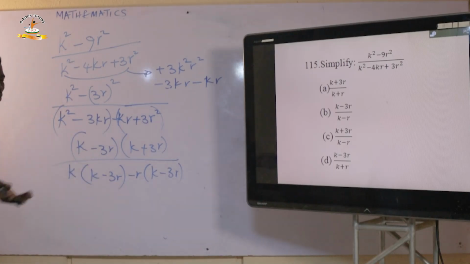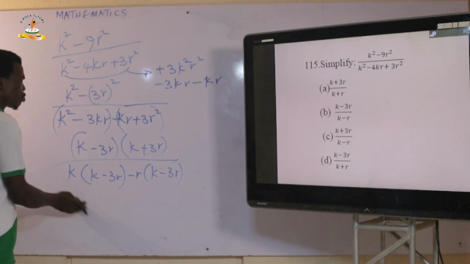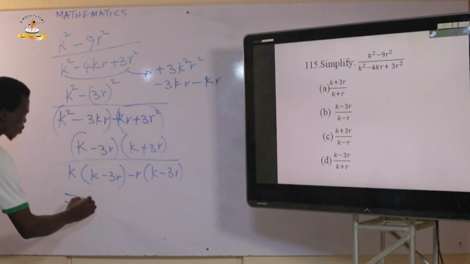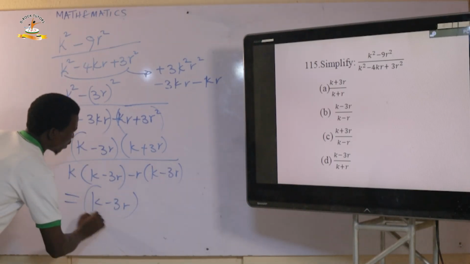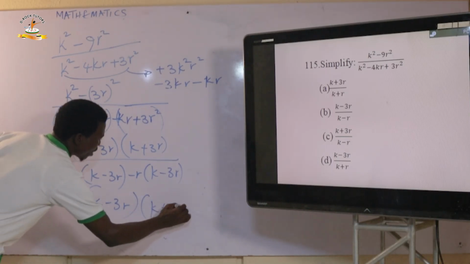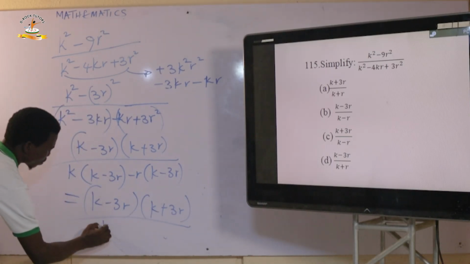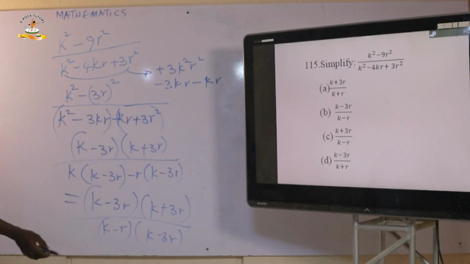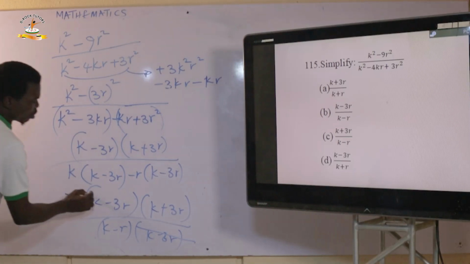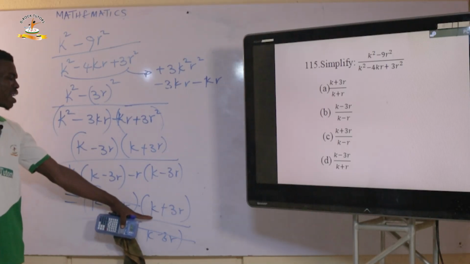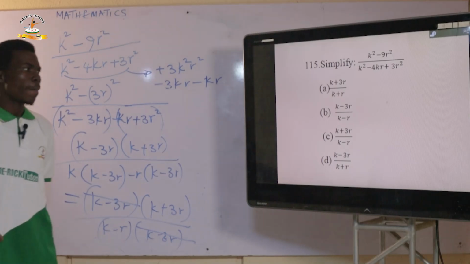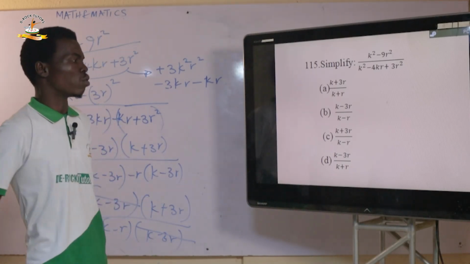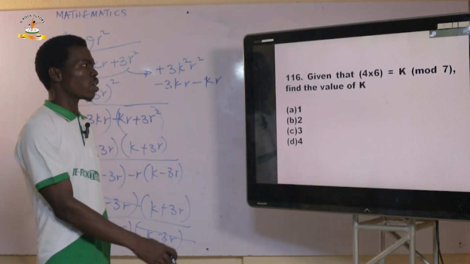And don't forget how we solve our quadratic equation. We bring these two outside brackets together and one of the brackets down. And we are going to finish up with just k minus 3r and k plus 3r all divided by k minus r together, and k minus 3r together. And we can see at a glance k minus 3r just cancels, and we are left with k plus 3r all over k minus r, and that is going to be Option C. So the correct option is Option C for 115. Our next question.